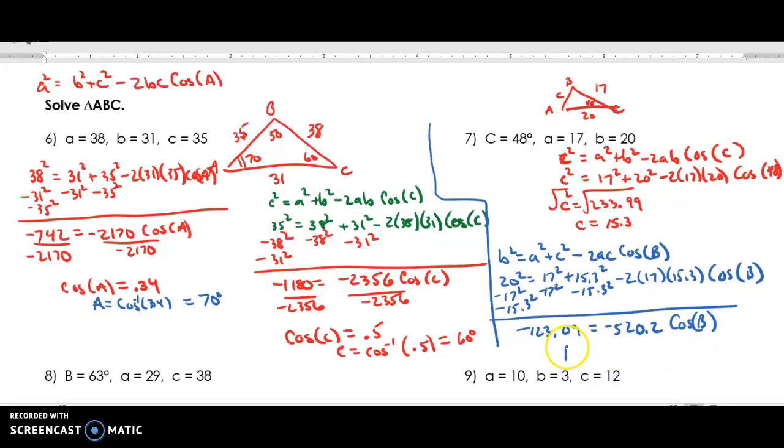And when you divide, we're going to get B is the inverse cosine of, when we divide, you should get 0.237. And the inverse cosine of 0.237 is approximately 76 degrees. So once we know B is 76 degrees, now to find angle A, we can do 180 minus 48 minus 76, which would give you 56 degrees.